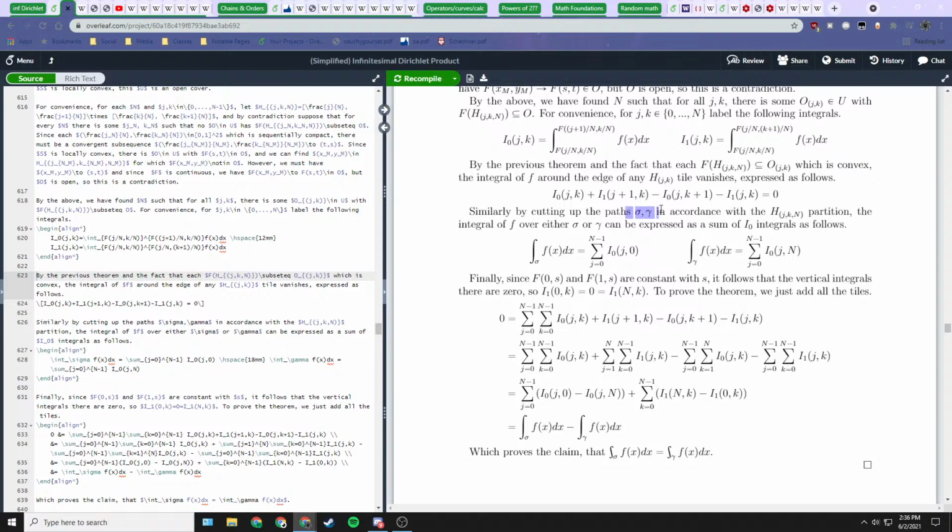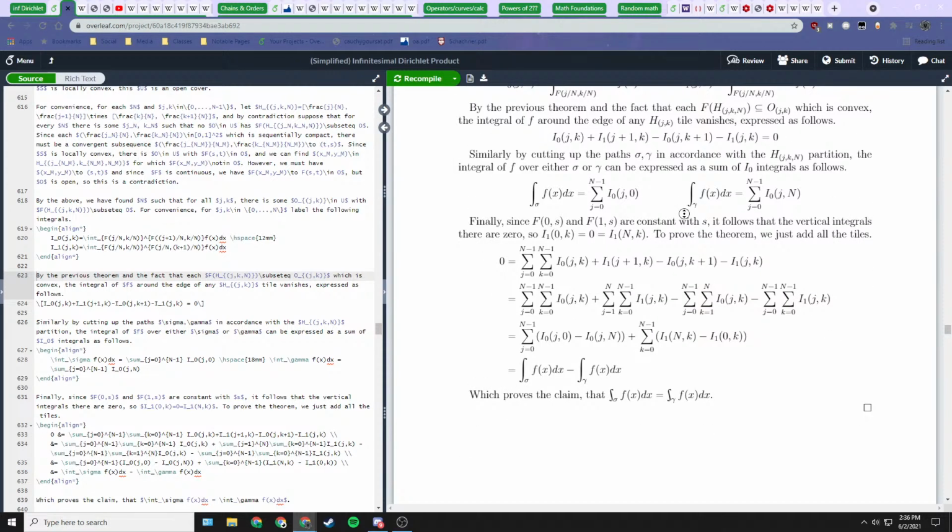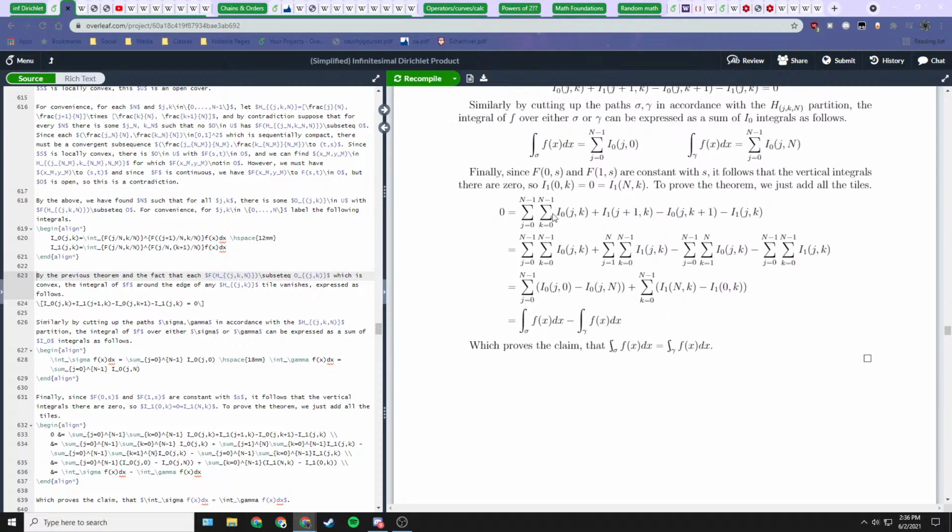Similarly, if we cut up these paths sigma and gamma, using the path independence, the integral of f over either gamma or sigma can be expressed as these I0 integrals, just the sum of all these components. And then finally, since f of 0 and f of 1 are constant with s, these vertical integrals on the edge are 0. So we have these, and then we just add up all the tiles. We know each one of these is 0, so if we add up all of them, they're still 0.